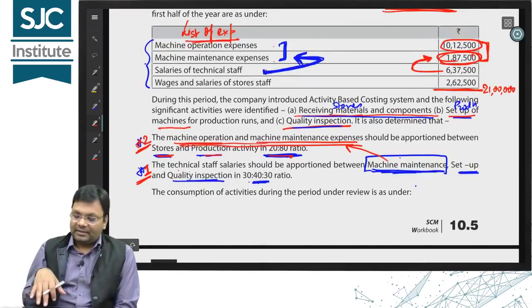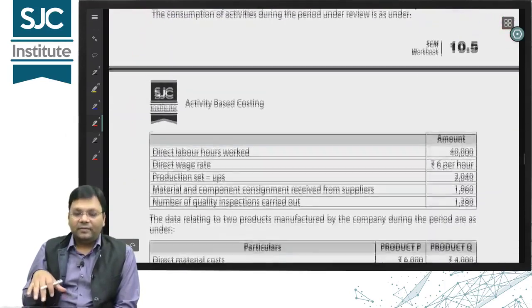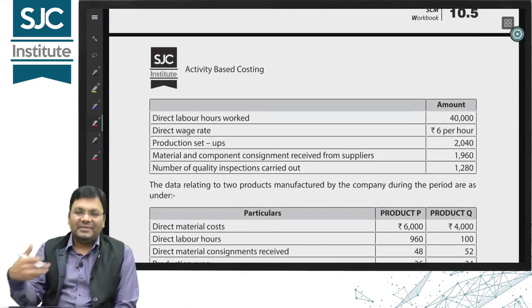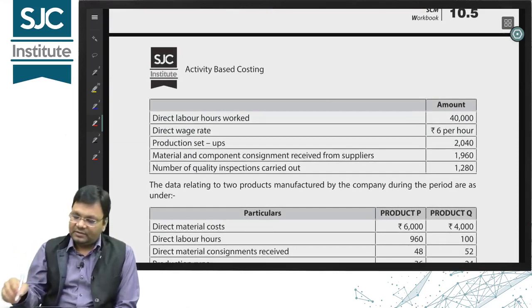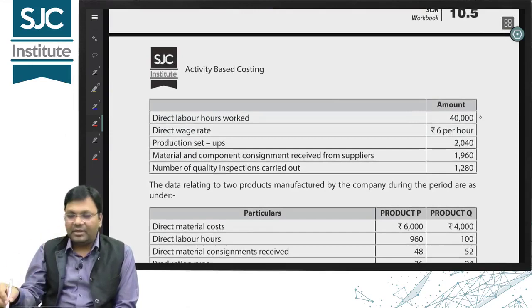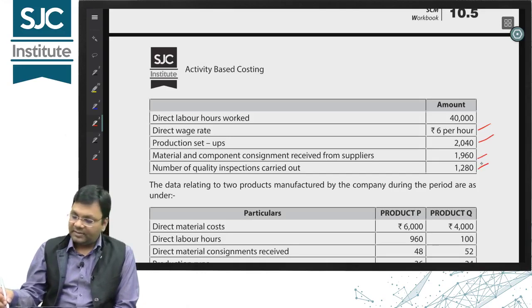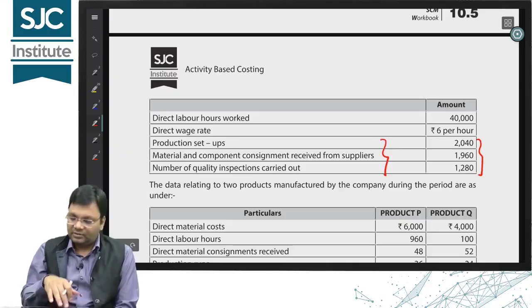Alright. Next, the consumption of activities during the period under review is as under. Consumption of activities basically implies your cost drivers. Labor hours worked for the period is 40,000, wage rate is 6 rupees per hour, total production setup is 2040, material component consignment received from supplier is 1960, number of quality inspections carried out is 1280. Got it? So these are going to be your cost drivers for the three activities that the question has already chosen.